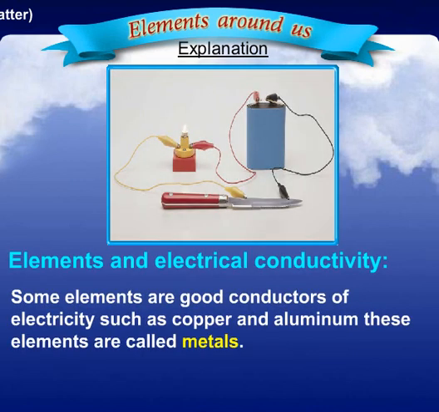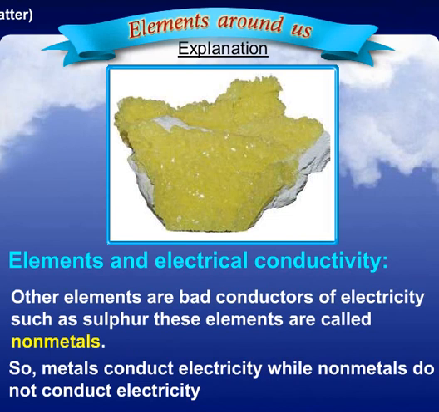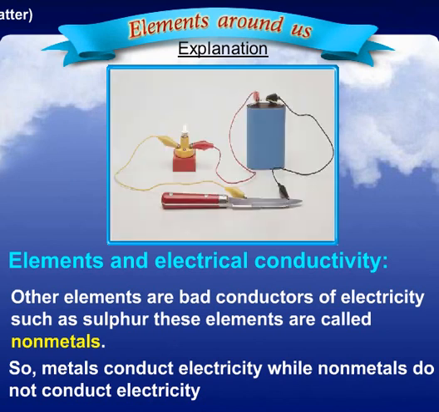Elements and electrical conductivity. Some elements are good conductors of electricity, such as copper and aluminum. These elements are called metals. Other elements are bad conductors of electricity, such as sulfur. These elements are called nonmetals. So, metals conduct electricity, while nonmetals do not conduct electricity.